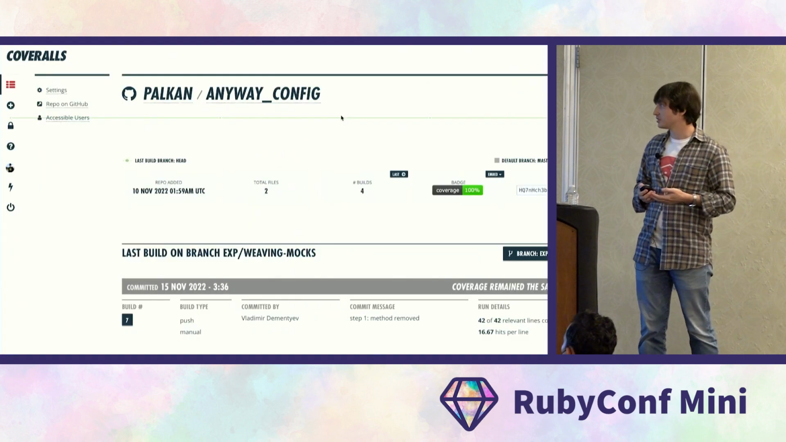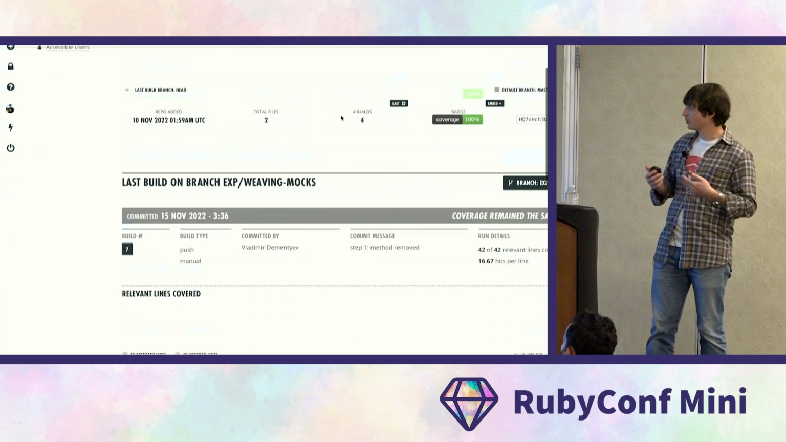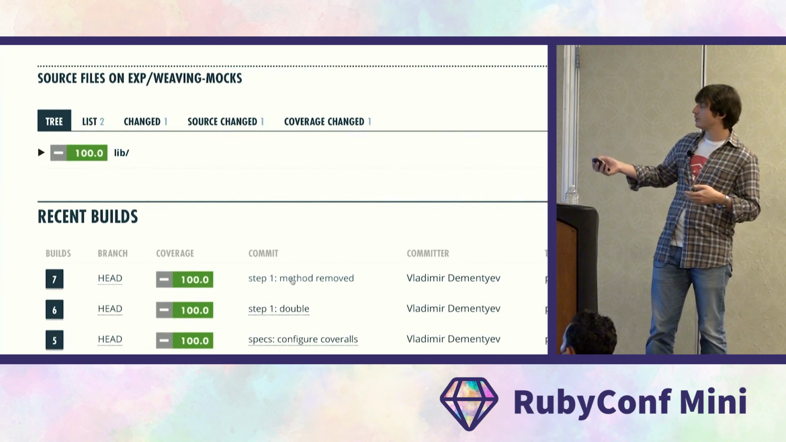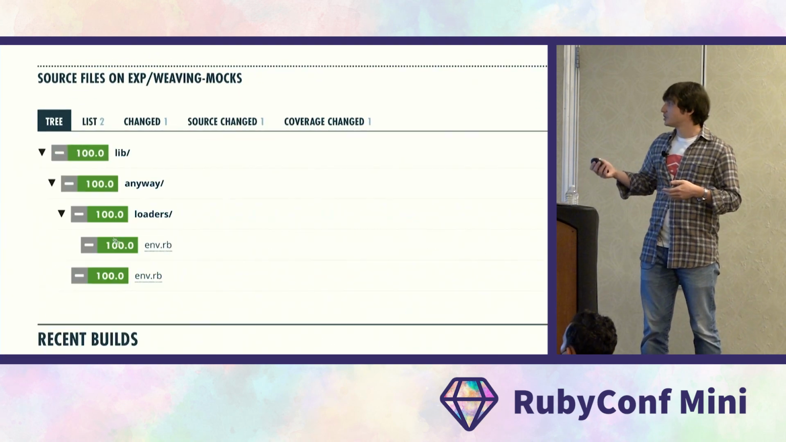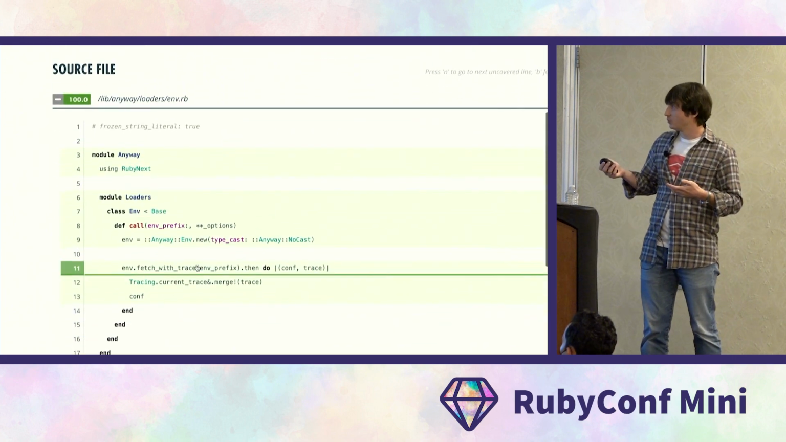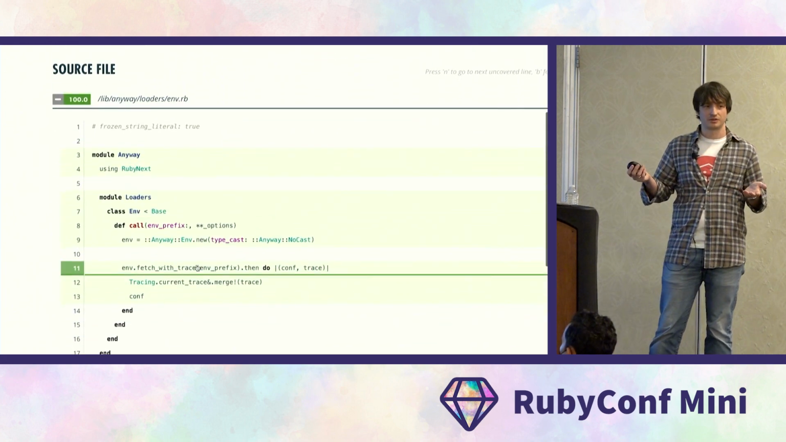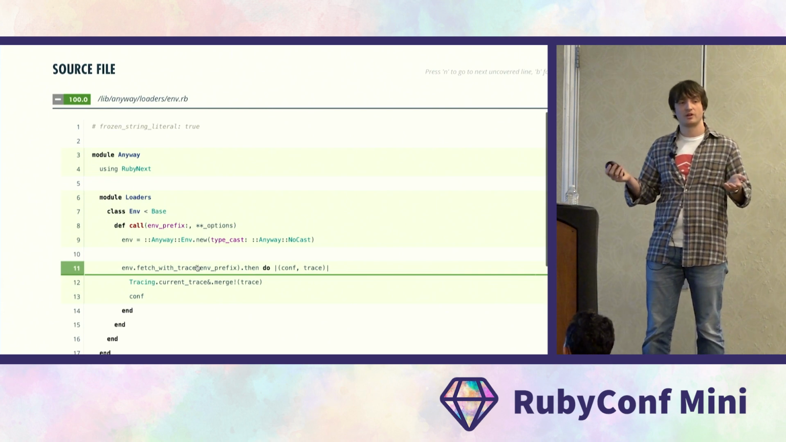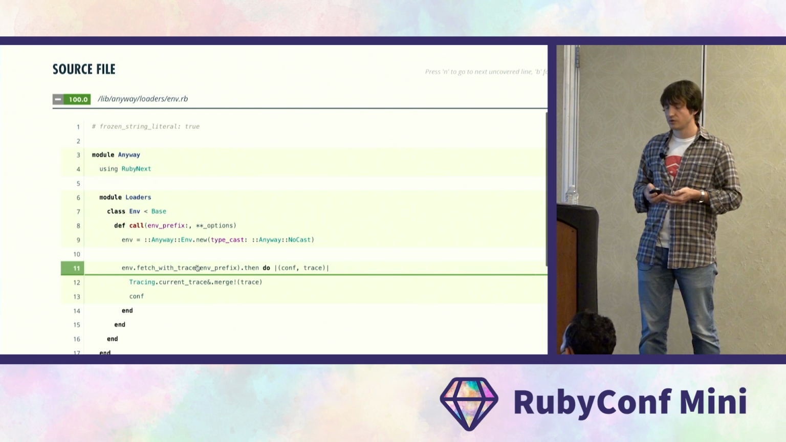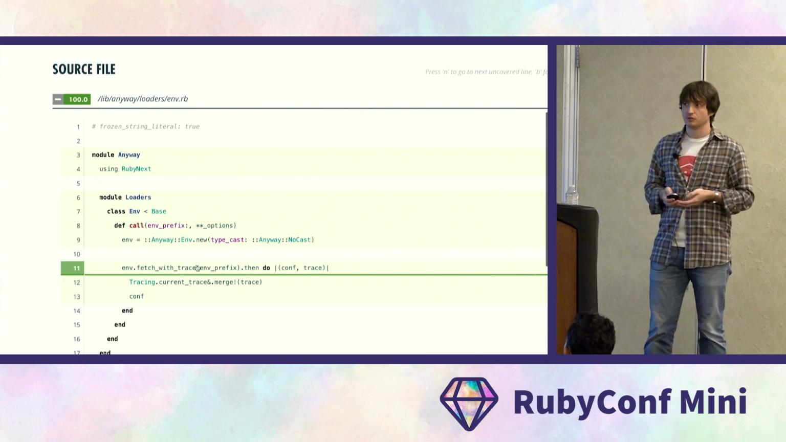Speaking of coverage, let's take a look at it. We have some historical data for our coverage, and it's all 100% for all the steps. And if we take a look at the particular file which is broken, we can see, okay, the line is covered, but the covered line doesn't mean anything. That's just another example that 100% coverage is not a silver bullet.